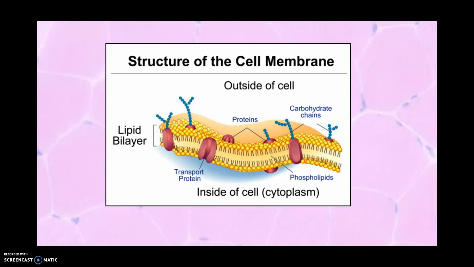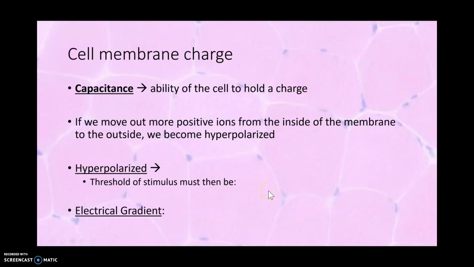So what does that mean with regards to the stimulus which has to act on the cell in order to get it to respond? The stimulus will have to be much more powerful. If we become hyperpolarized, we need to hit the cell harder with an even stronger stimulus from our nervous system.